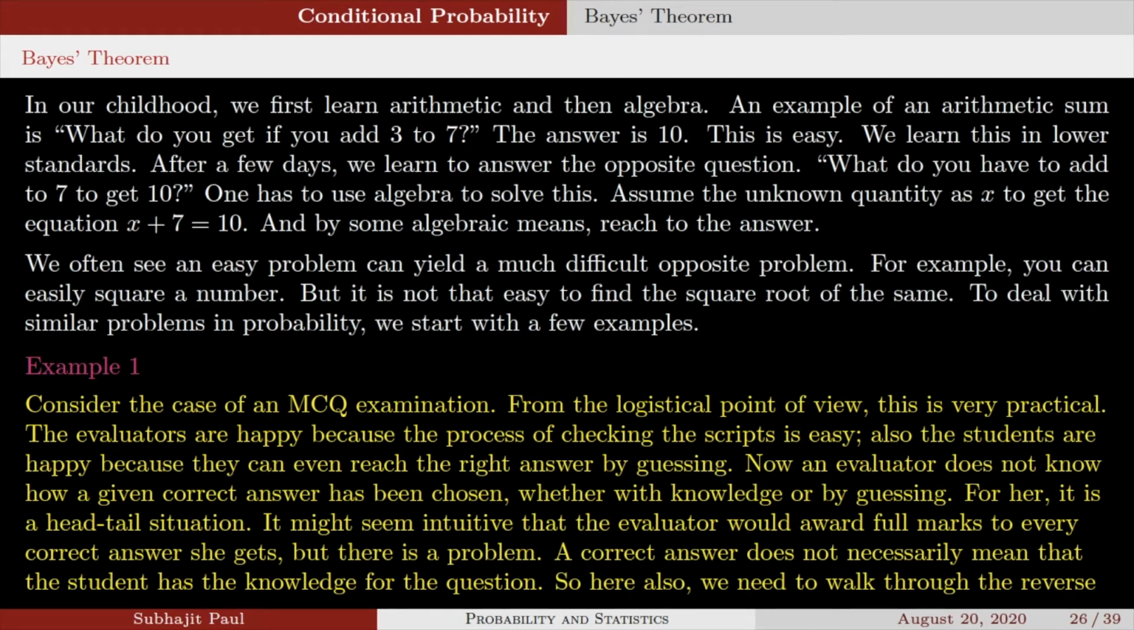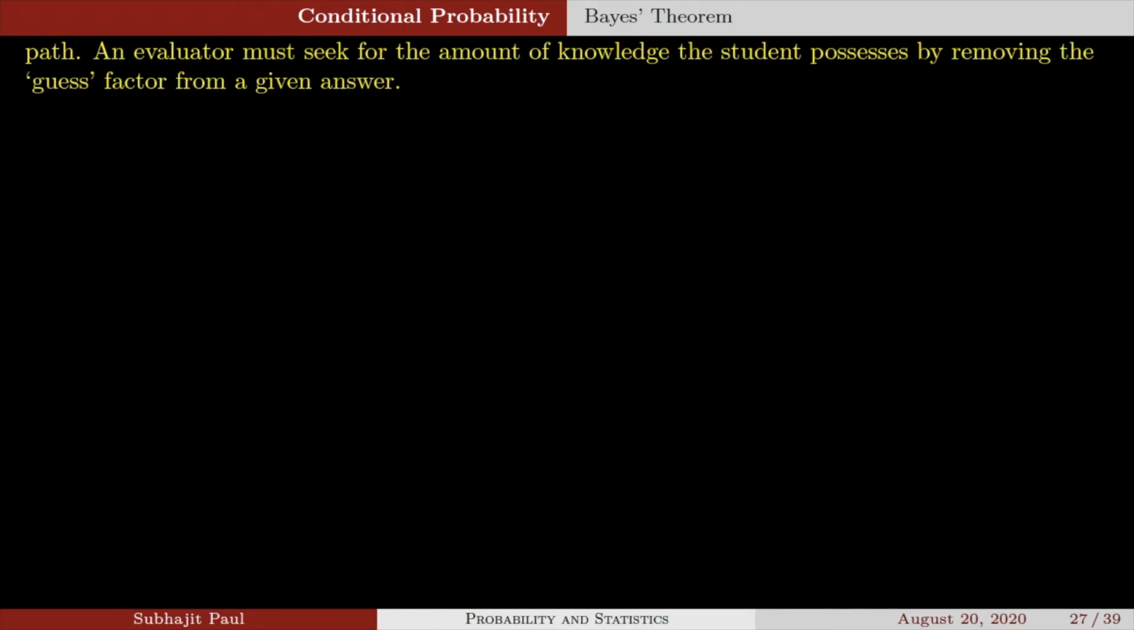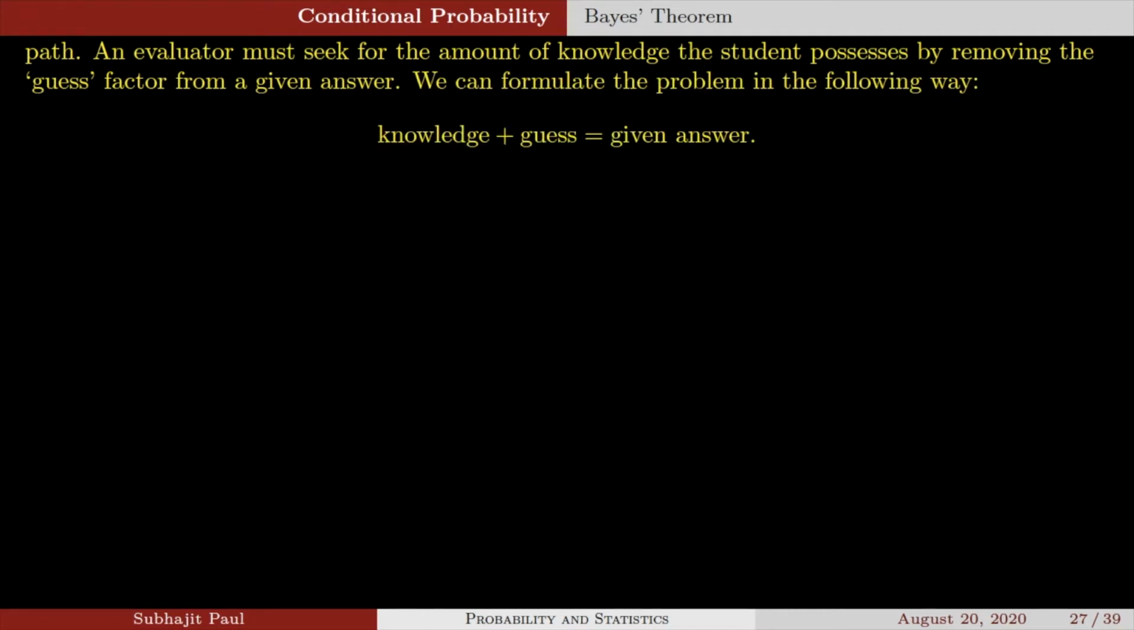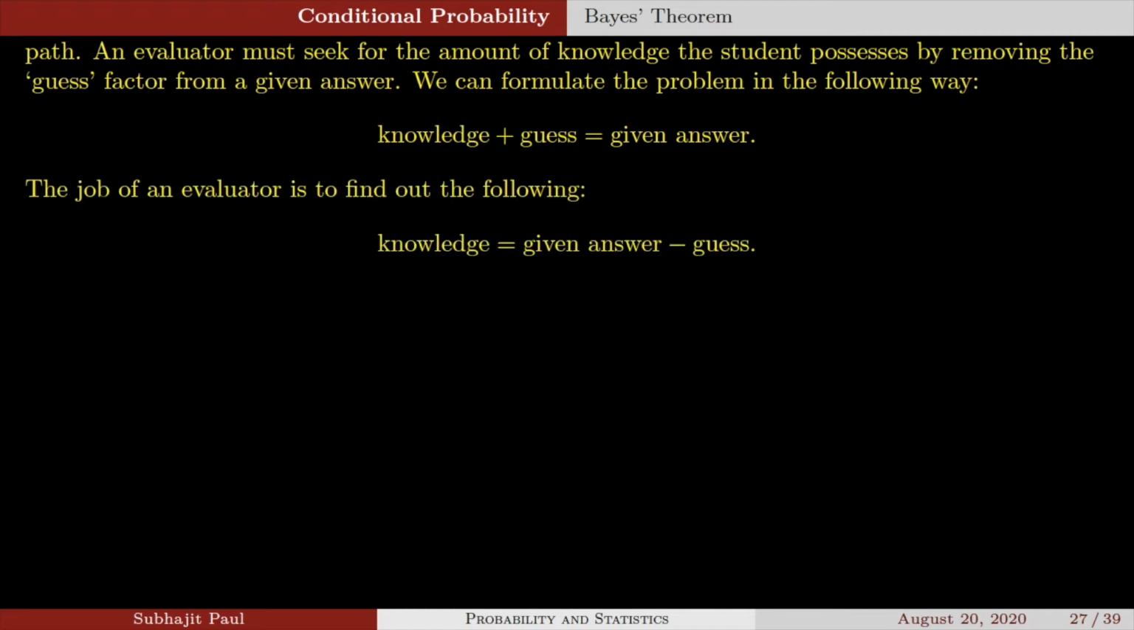So here also we need to walk through the reverse path. An evaluator must seek the amount of knowledge the student possesses by removing the guess factor from a given answer. We can formulate the problem in the following way. Knowledge and guess together is the given answer. The job of an evaluator is to find out the knowledge. So from the given answer, we should subtract the guess factor.